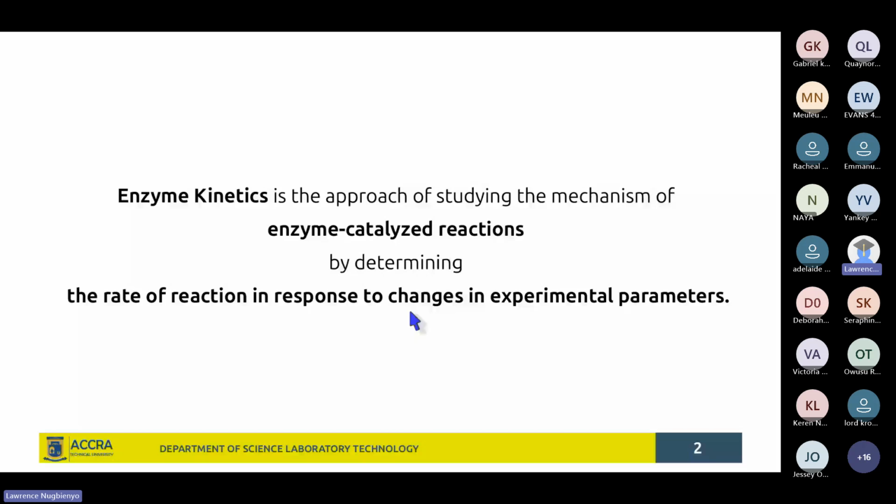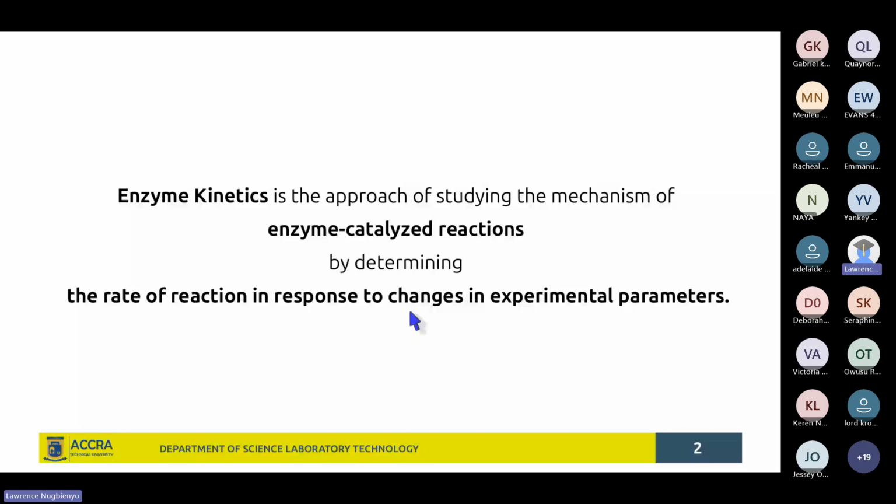So if you remember, we looked at the relationship of enzyme concentration on the rate of reaction, and we saw the curve, which was a linear curve, showing a direct proportionality between enzyme concentration and the rate of reaction. That curve is a kinetic curve.